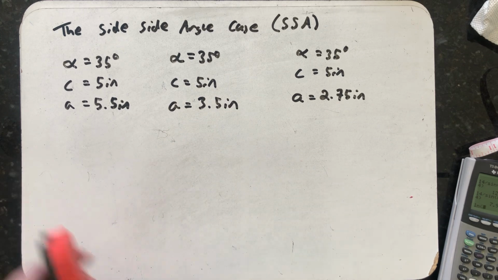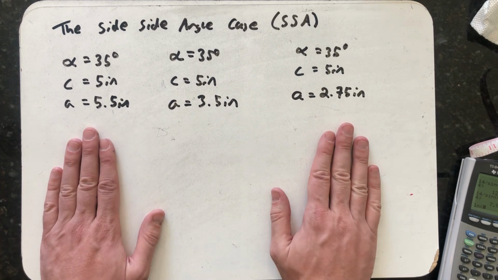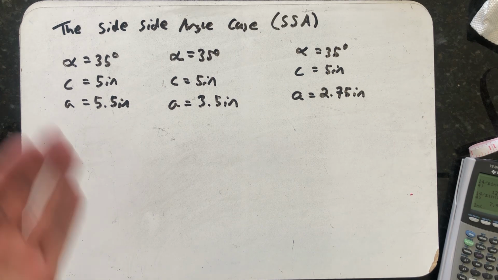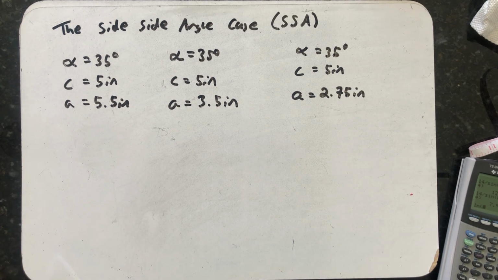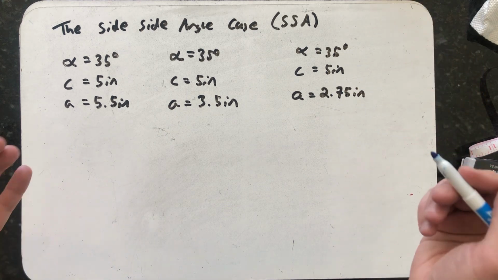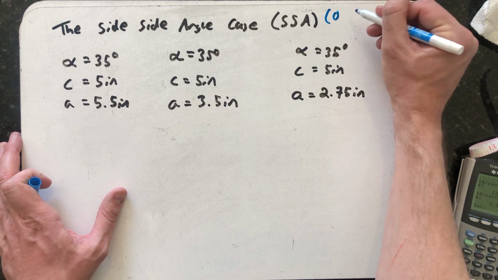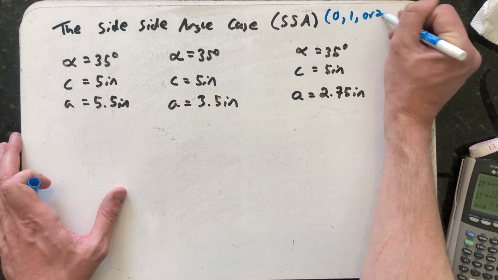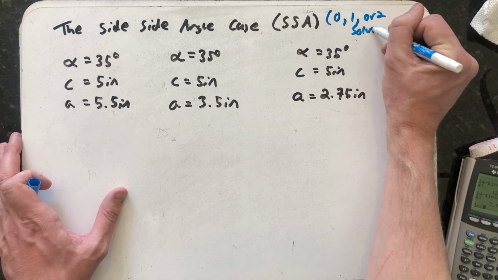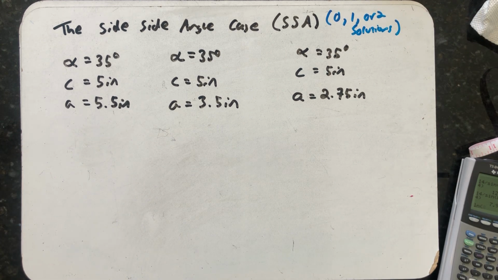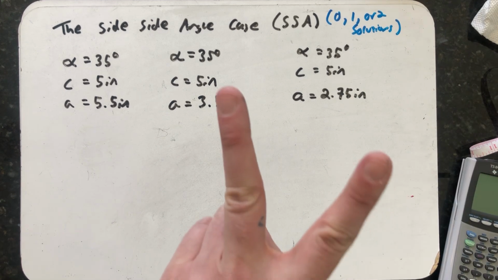All right, in this video, I'm actually not going to solve any of these triangles. I just want to talk about how many solutions we can have in this side-side angle case, because it is actually what we call the ambiguous case, because it turns out there can be 0, 1, or 2 solutions. And when we're asked to solve a triangle, if there's 0 solutions, we should figure out that there's no solutions. If there's 1 solution, we should find it. And if there's 2 solutions, we should find both of them.